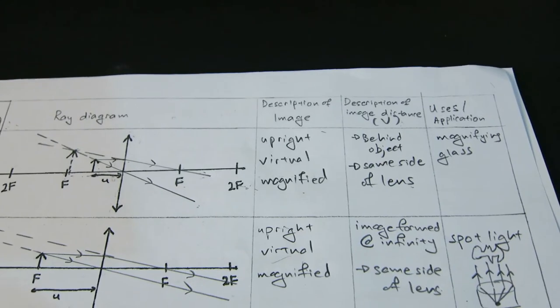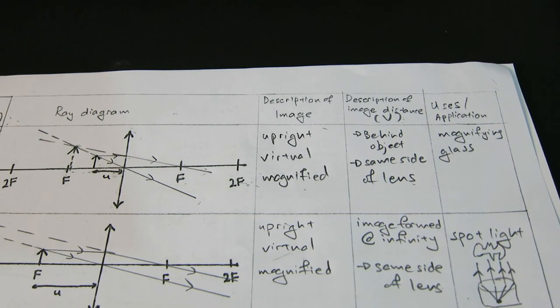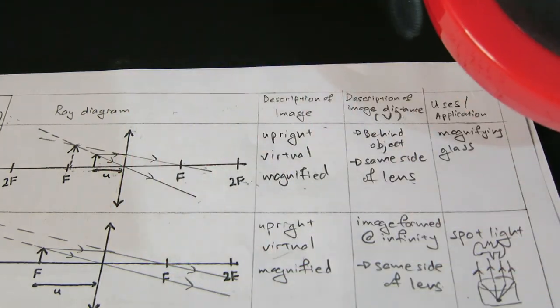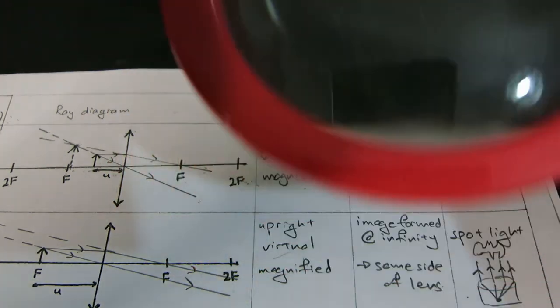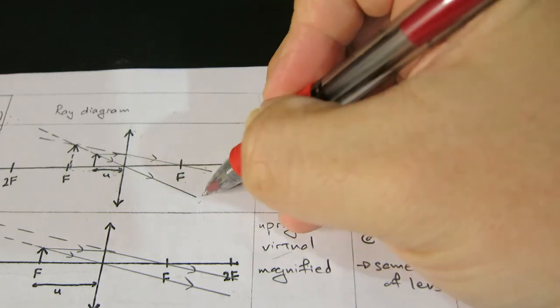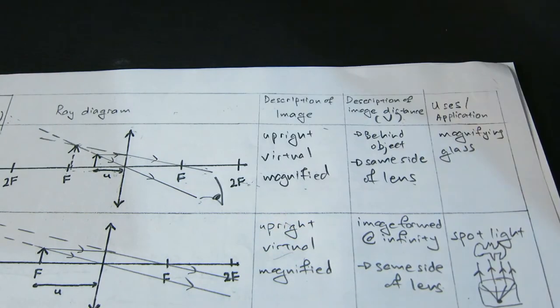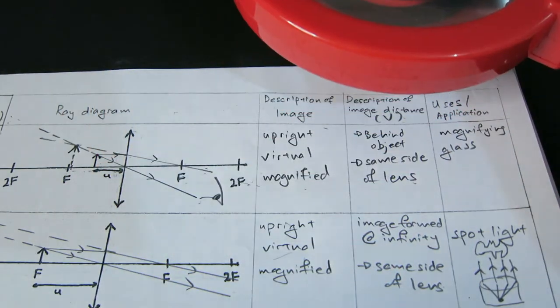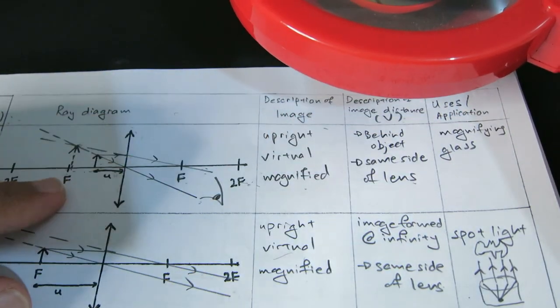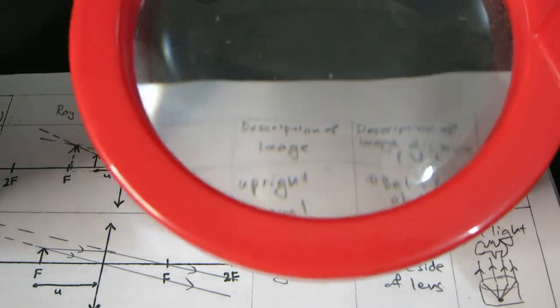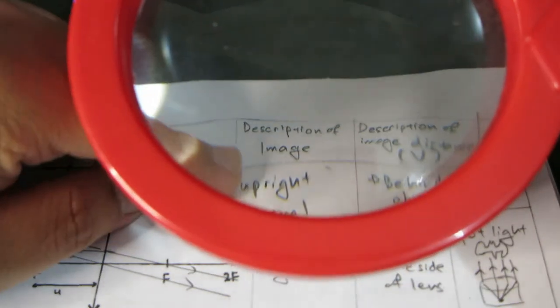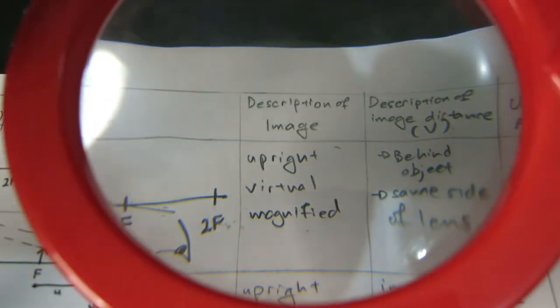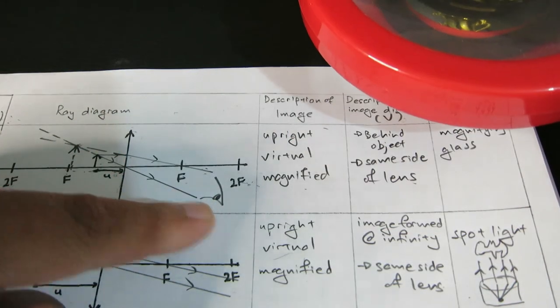Right? This application is actually the magnifying glass. So imagine you are the observer here. You are looking at an object. Let's say I'm trying to look at the word upright here. The word upright is on the other side of the lens, and I see the image form on the other side of the lens as well, and it appears bigger when I'm looking at it from this side of the lens.